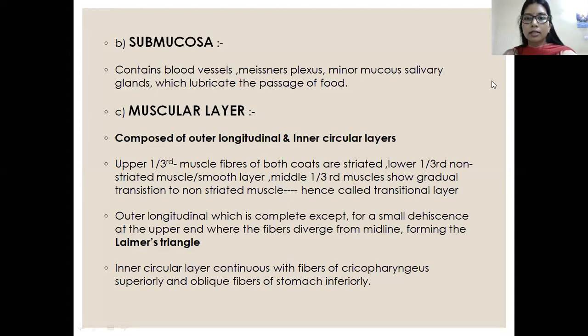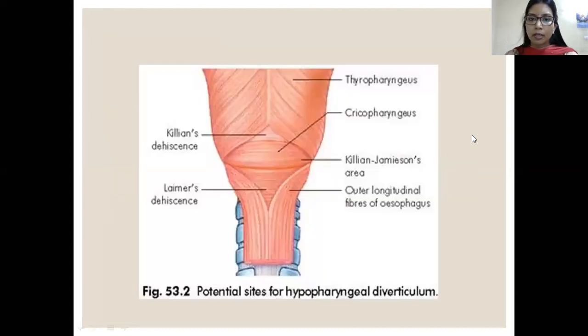Yes, so these triangles are your Killian's dehiscence, Killian-Jamieson's dehiscence, Laimer-Hackermann's dehiscence. So you already had a class about your pharynx anatomy. So you already know that Killian's dehiscence is nothing but the area of weakness where the mucosa can protrude through the gap between thyropharyngeus and cricopharyngeus. Thyropharyngeus and cricopharyngeus are both part of your inferior constrictor. Oblique part is called thyropharyngeus and your horizontal part is called your cricopharyngeus mostly. So this is your Killian's dehiscence.